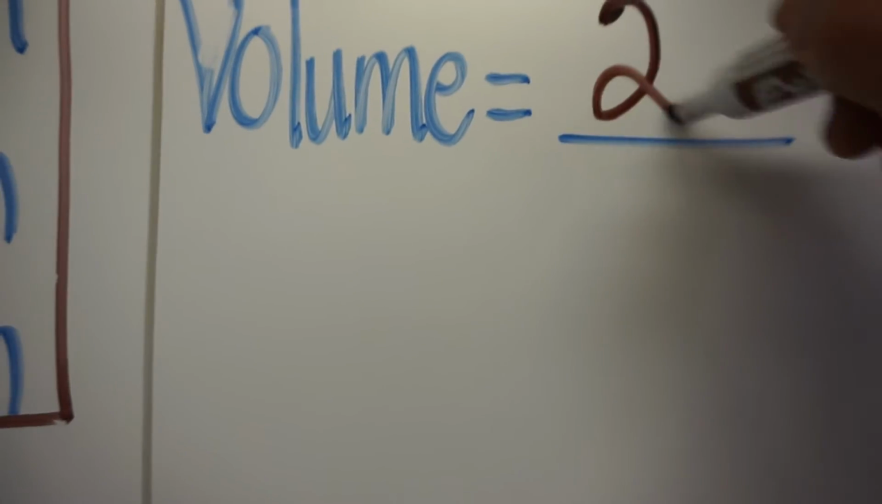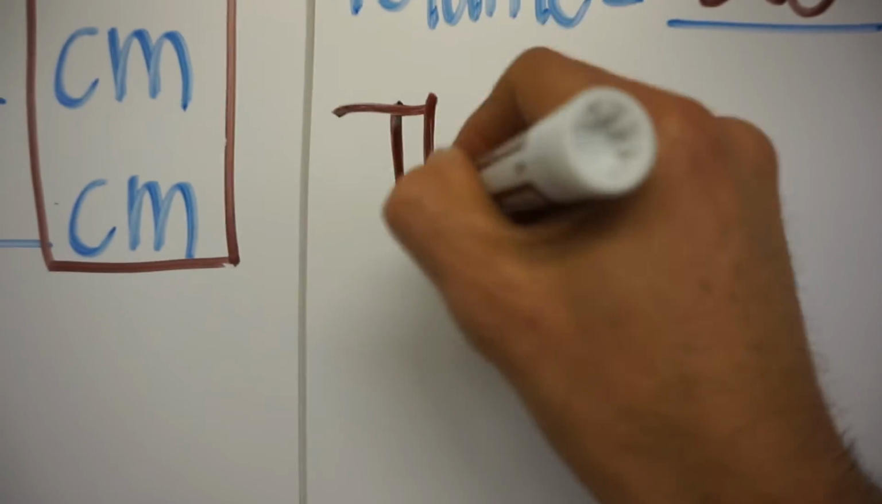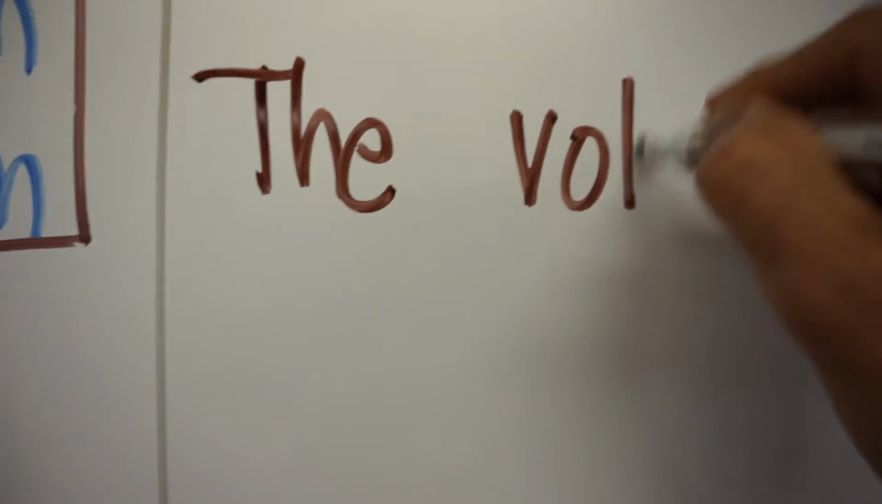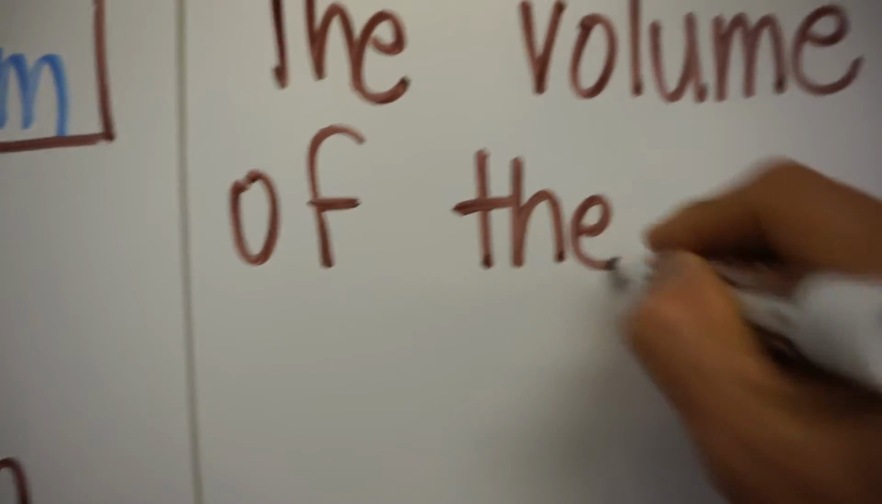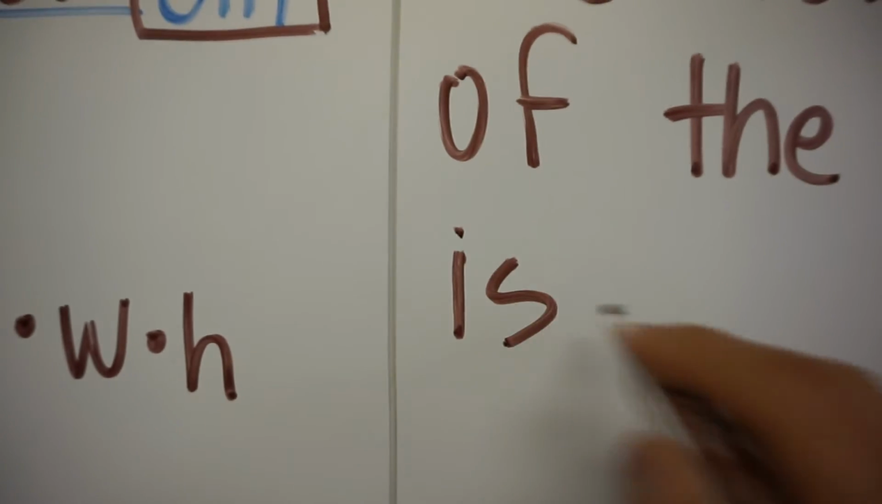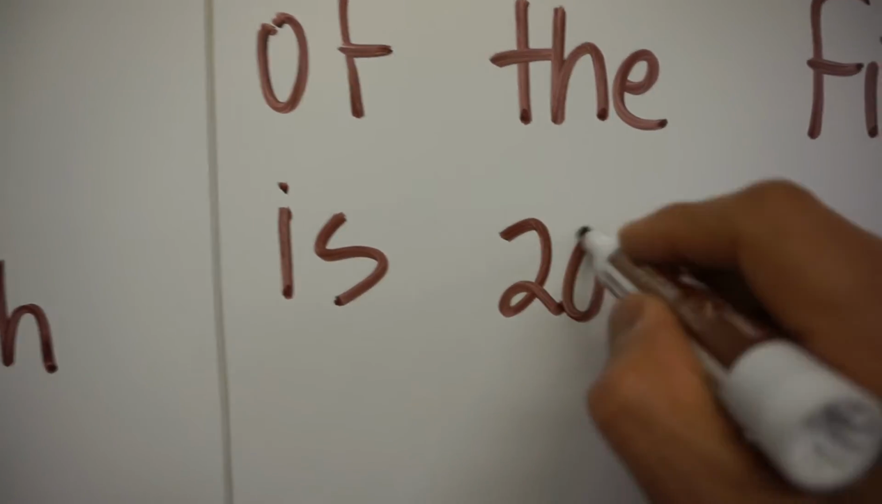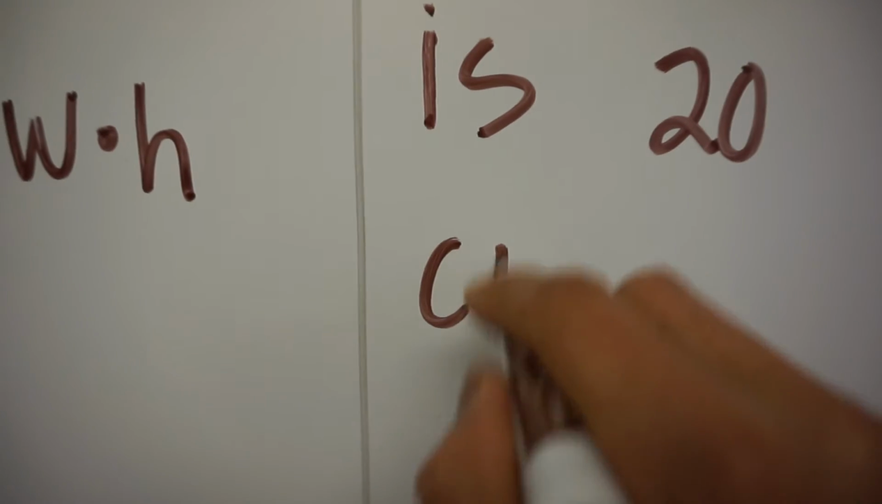And in word form, we'll write it right now. So the volume for this particular figure is, we said, 20 cubic centimeters. So let's write it down in words. Okay, the volume of the figure is 20 cubic centimeters.